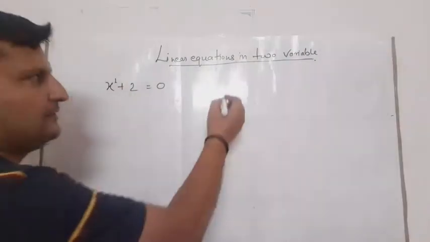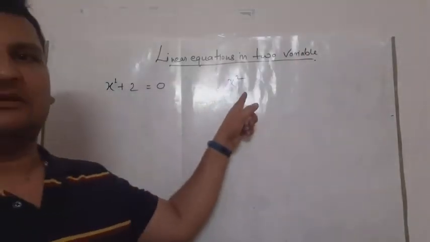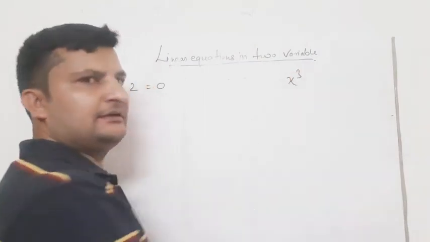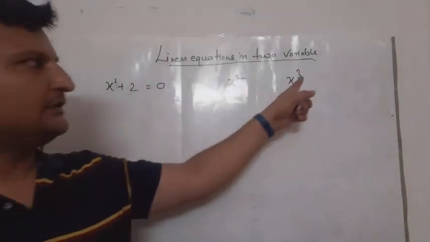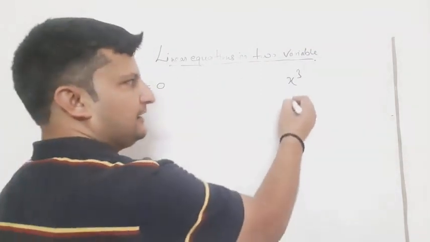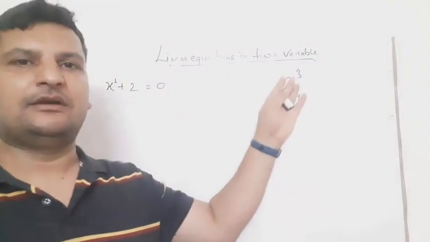If in case the power of the variable is 2, these types of equations are called quadratic equations. Similarly, x to the power 3, the power is 3, so these types of equations are called cubic equations. If x to the power 4 is there, these types of equations are called biquadratic equations.